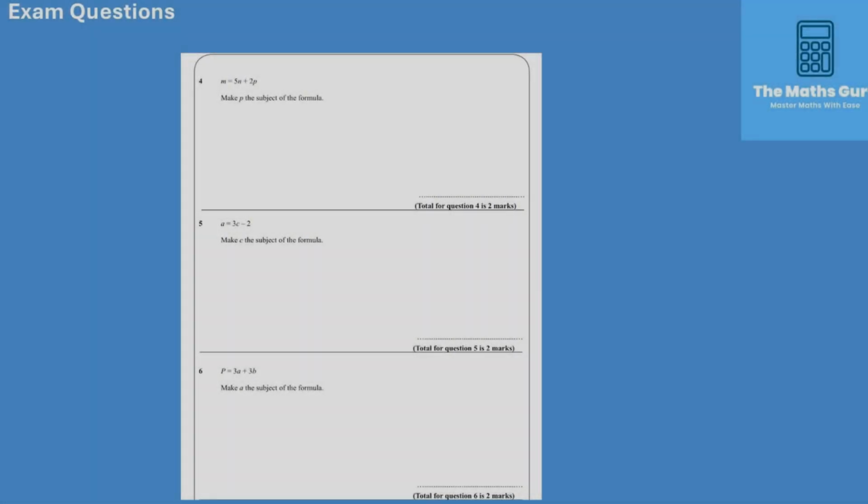Today we're going to be looking at exam style questions for changing the subject of the formula. So let's get straight into it. In this first question, we're looking at m equals 5n plus 2p, and we need to make p the subject of the formula. If you haven't watched my revision video on this, I strongly advise you to, because then you'll be able to answer these questions yourselves, and that's the best way to approach maths, by attempting first and then checking your answers after. But if not, just continue on here.